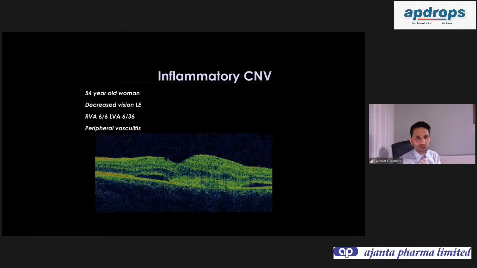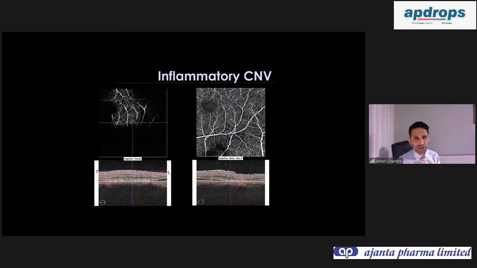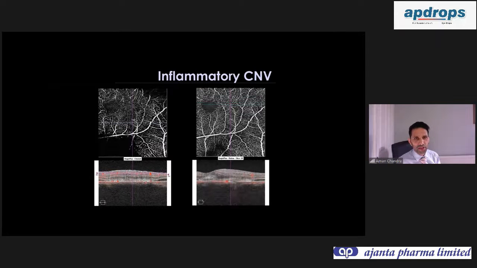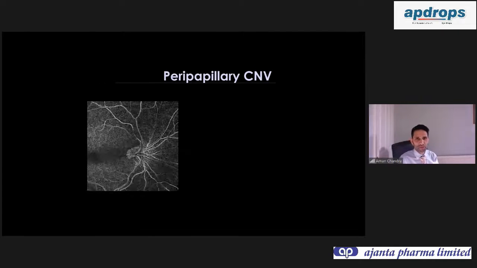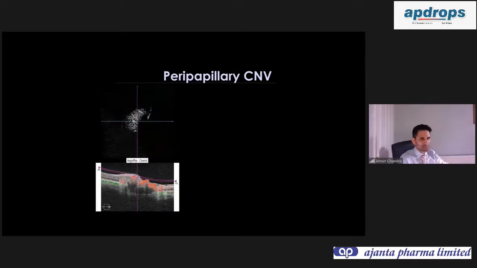And this is an inflammatory CNV, which is difficult to spot, but as you go deeper, you may spot it. I'm going to skip through these images, poly-CNV, because I'm mindful of my time.